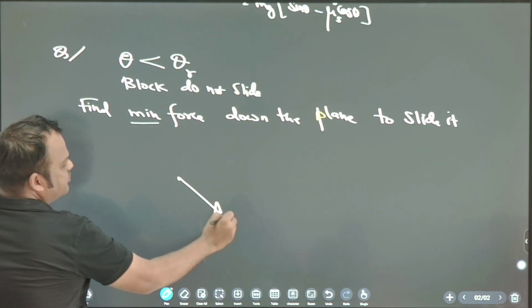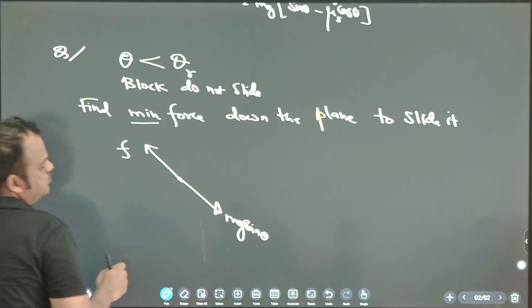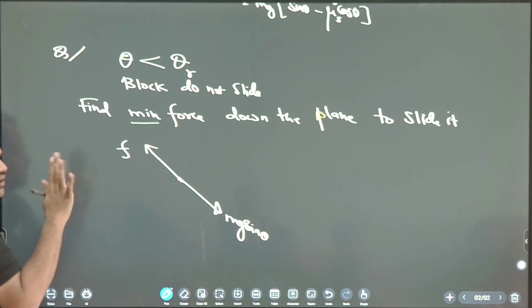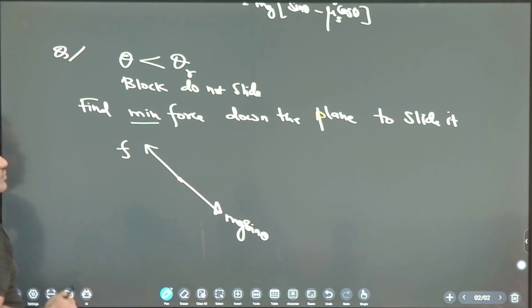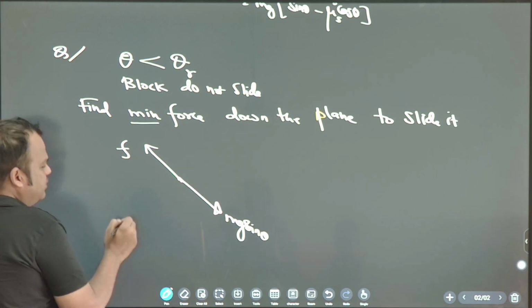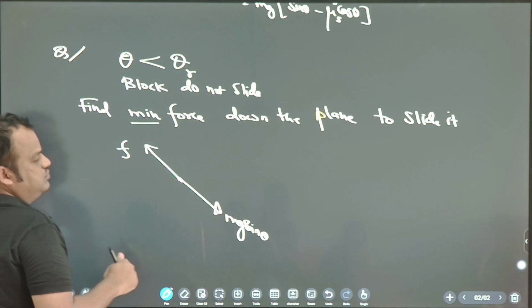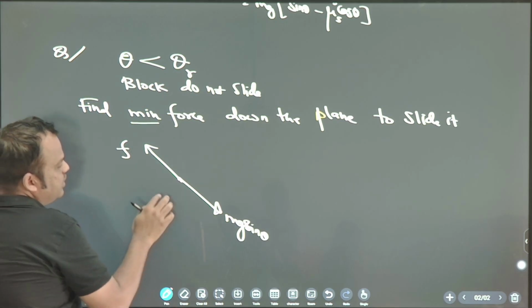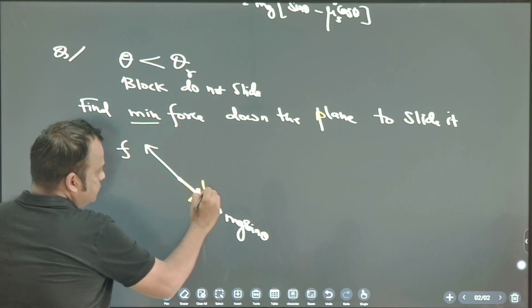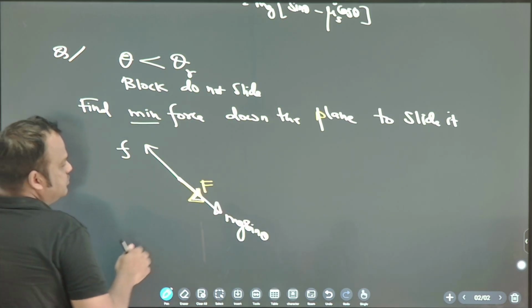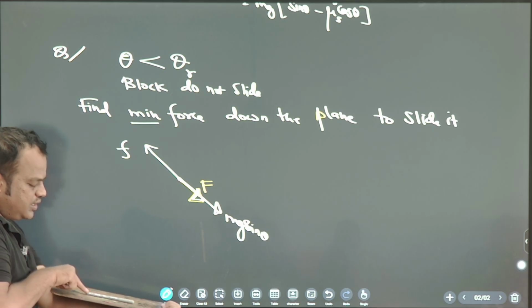So down the plane, what is the force? Mg sin theta. Up the plane, what is the force? Friction. When it is not sliding, what is the friction value? Mg sin theta. Correct, very good. When not sliding, F is mg sin theta. But now I want to slide it. So you are exerting force like this. So this is the additional force. Now it is just sliding, like this.